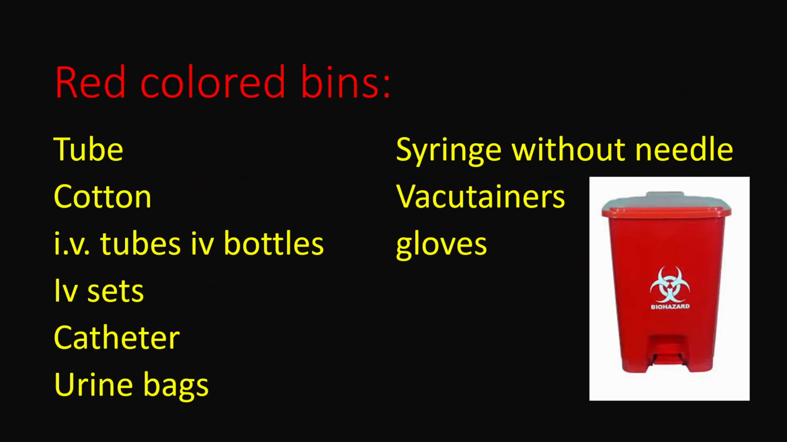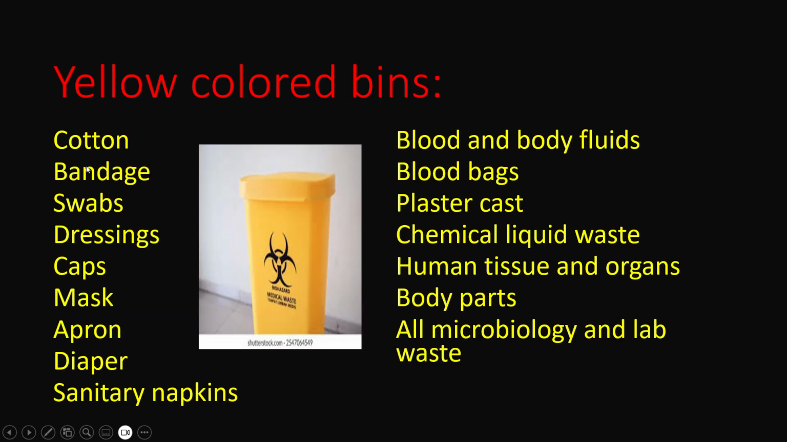So if you go to the red colored bins, you have tubes. Cotton per se is not put in red colored bins. Whereas the IV tubes, IV bottles, IV sets, catheters, urine bags, syringe without needle, vacutainers, gloves, all these things will go to red colored bins. In yellow colored bins, cotton will go here, not in the red colored ones. Cotton, bandages, swabs, dressings, caps, masks, aprons, diapers, sanitary napkins, then blood and body fluids, chemical liquid waste. So all microbiological related waste, all these things go to yellow colored bins.